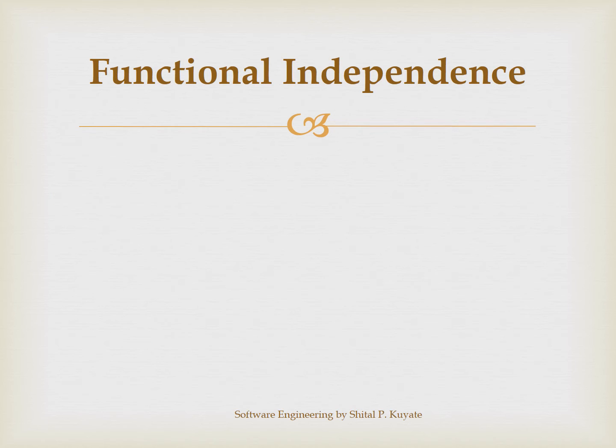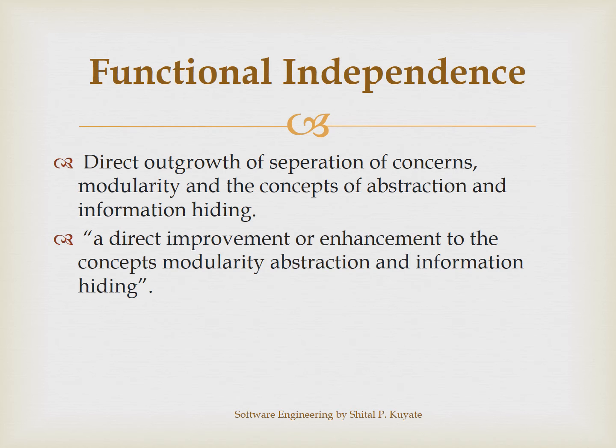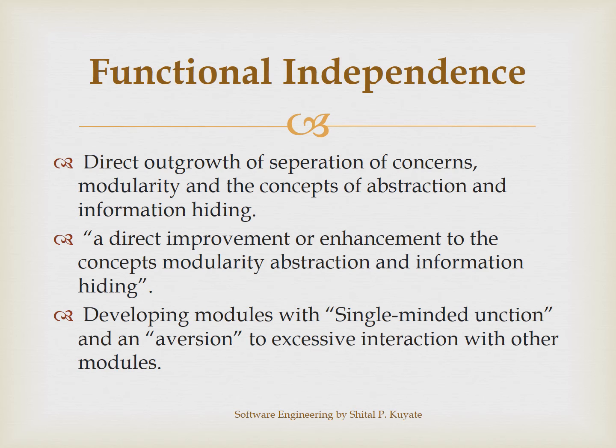Now, the next one is functional independence in the software design concept. In software design, the concept of functional independence is a direct outgrowth of separation of concern, modularity, and the concepts of abstraction and information hiding. Functional independence is defined as a direct improvement or enhancement to the concepts of modularity, abstraction, and information hiding. Functional independence can be achieved by developing the modules for their single isolated respective functions and then combining these modules through interacting approaches to achieve the objective or goal.